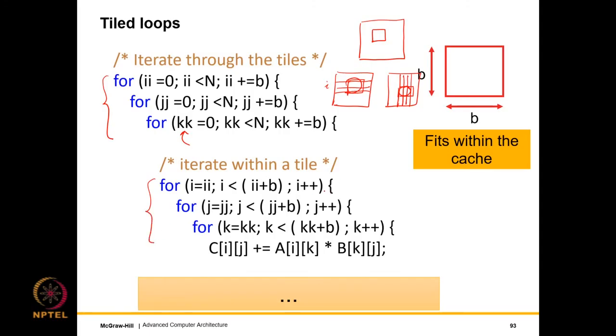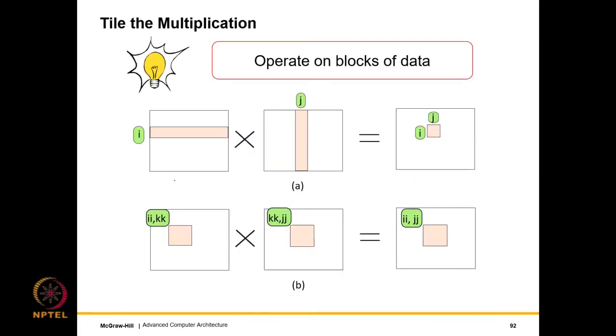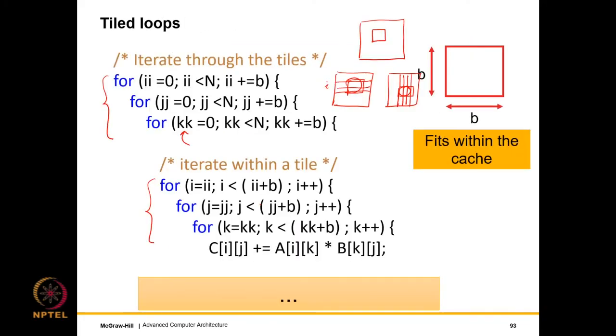So we have 3 loops over here where we perform an iteration within the tile. So we iterate from the locations II to II plus B, right? So II is considered the starting location of the tile. This is also shown over here, where the starting location of the first tile is IIKK and the other one is KKJJ. So all that we need to do is iterate within this tile and perform the multiplication.